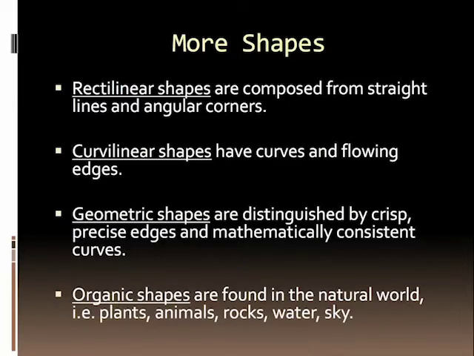If you're drawing something, or see someone drawing a human form, that is more of an organic shape. That's things found in the natural world. And then geometric shapes would be like a car or a building or something of that nature that you might draw or depict in some way.